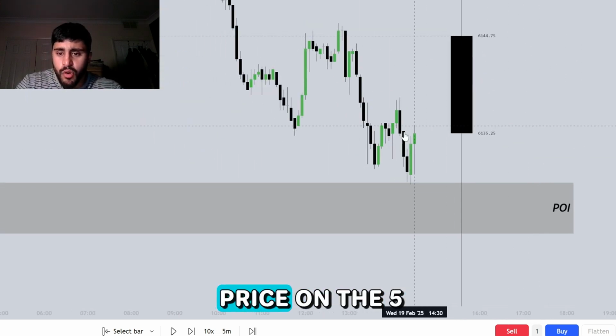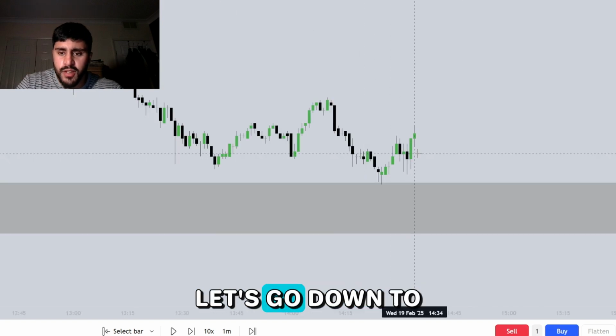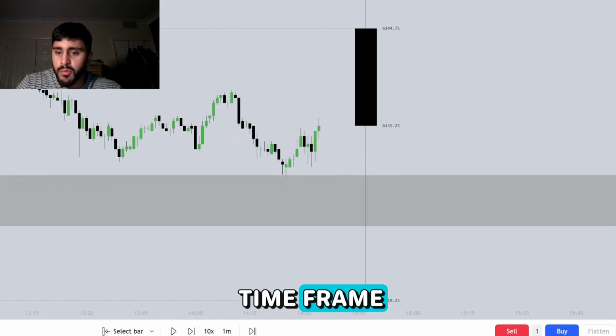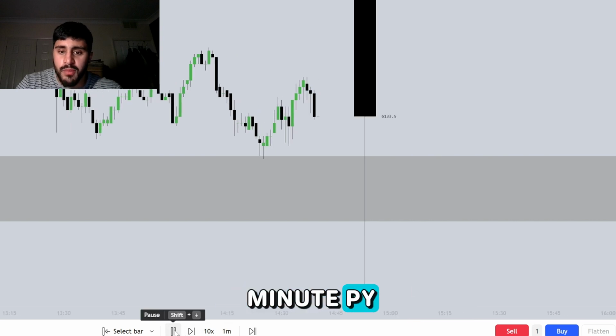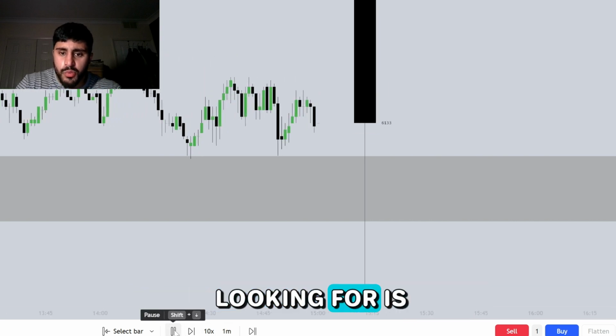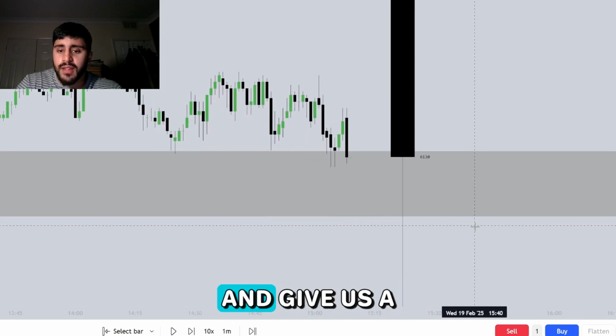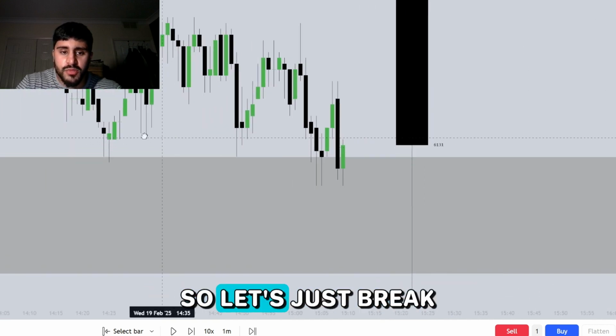Now from here, price on the 5-minute time frame, let's go down to the 1-minute time frame. On the 1-minute time frame, we can see we've entered this 15-minute fair value gap. This is our 15-minute POI. So what we're essentially looking for is for price to come in and give us a double mitigation, right? Let's just break this down.